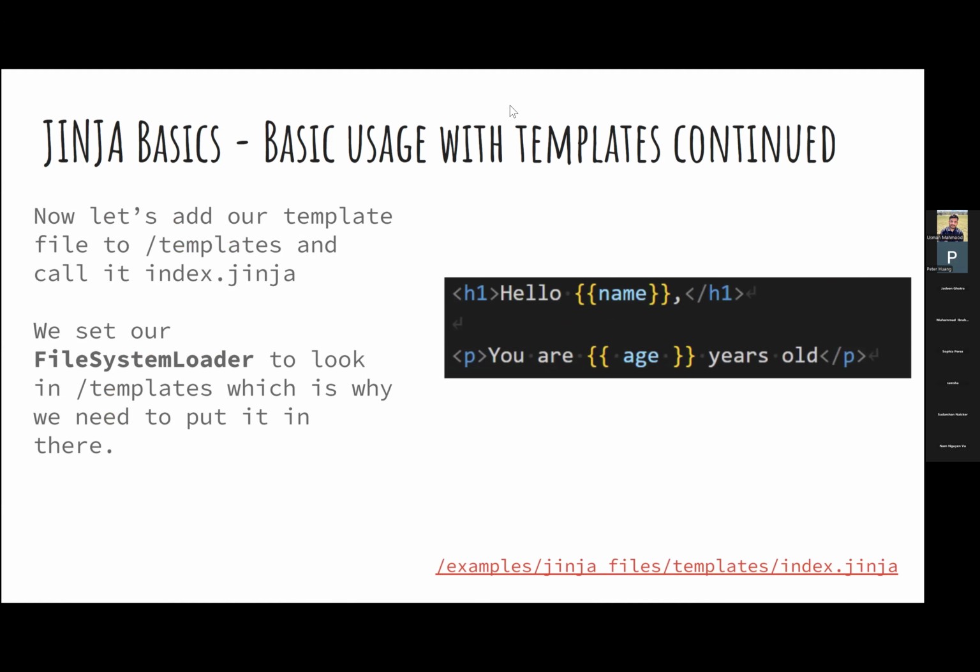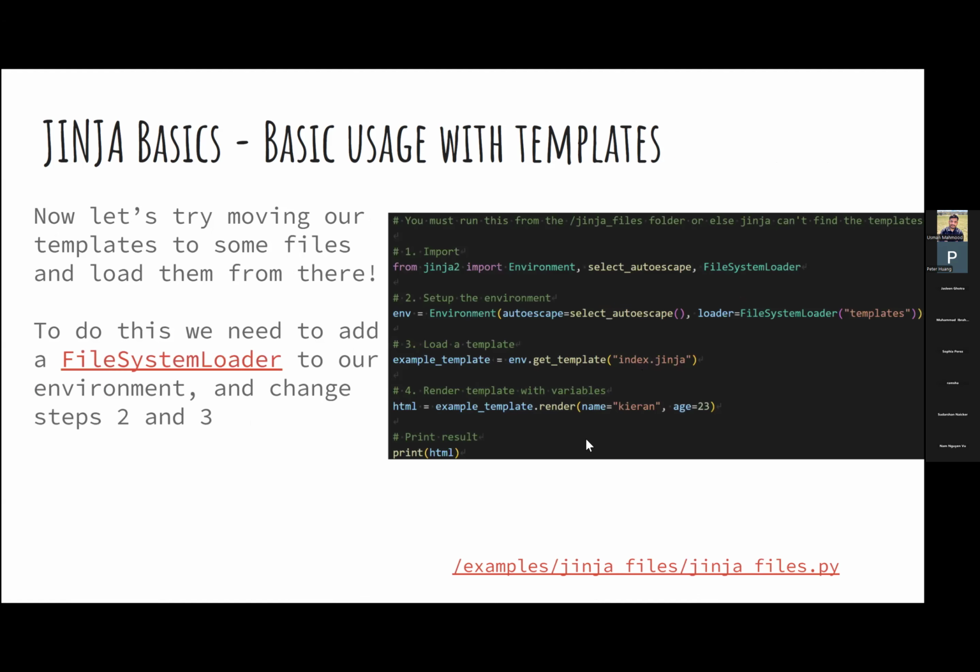So looking at basic usage with templates continued, we have here a similar condition. Now we're looking at HTML again. First, we can add our template files to the templates directory and call it index.jinja. And then we set our file system loader to look in the templates, which is why we need to put it in there. So this segment in itself is going to be the Jinja part, which is then called over here. And then some parameters are passed to it to then print out the results as shown over here.